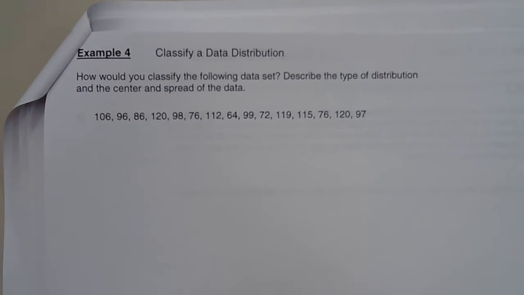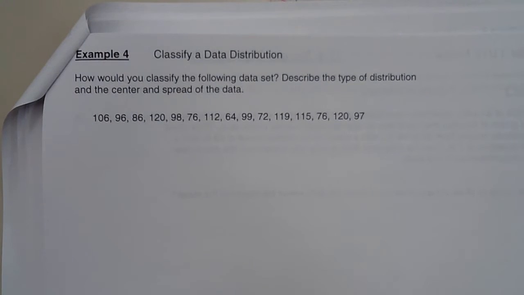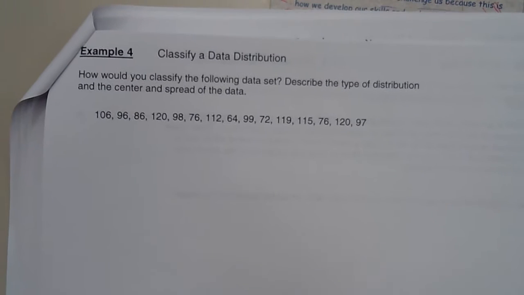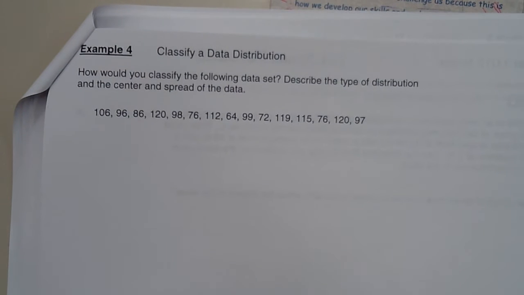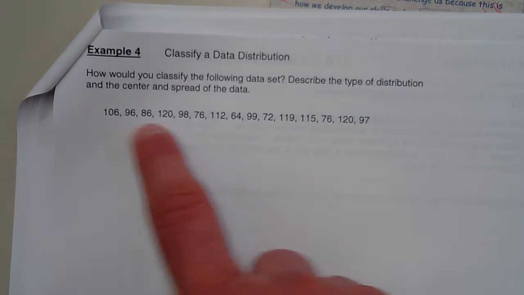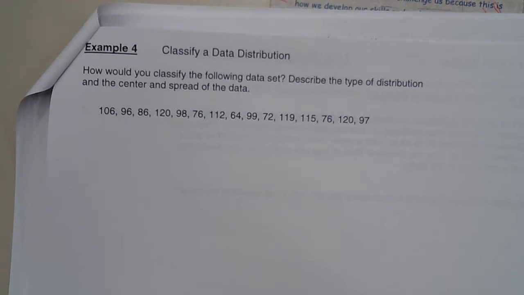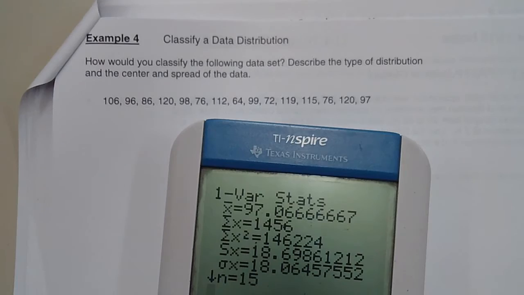On example 4 here, it says, how would you classify the following data set? Describe the type of distribution, the center, and spread of the data. So this is a lot like the question we did at the end of the notes yesterday. So I'm going to go ahead and enter this in my calculator. I'm going to get all the data summary, and then we'll talk about what we should look for there.